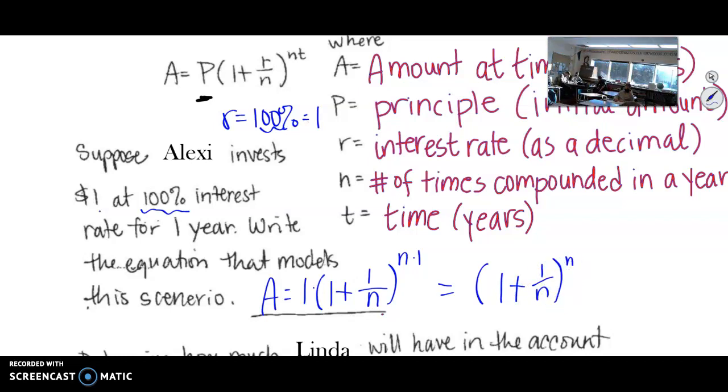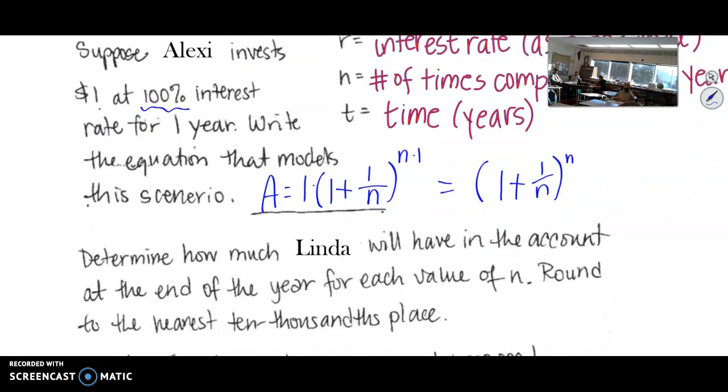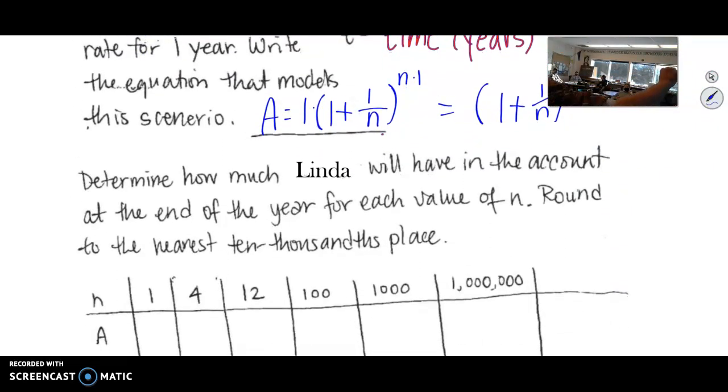So let's say that she gets this, it's compounded 1 time a year. How much would she get if she starts with $1 and she gets 100% added to it? How much would she have at the end of a year? $2. Oops, this is supposed to say Alexi.